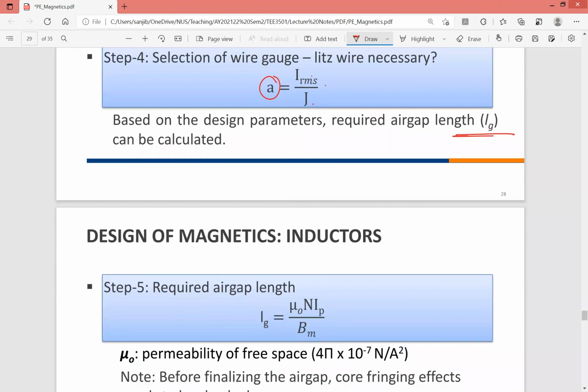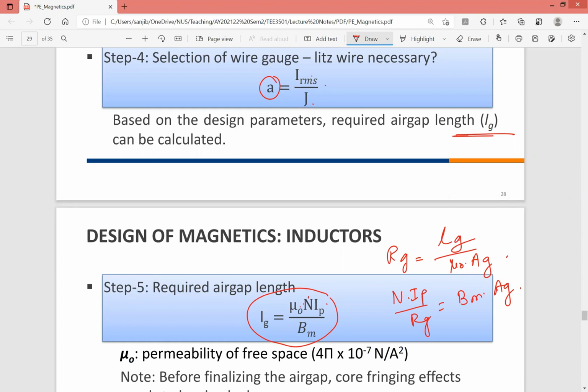How do you find the air gap? Air gap is given by mu naught times N times IP over Bm. This is when we are operating at the maximum current or peak current. You see here, the gap Lg is related to Rg, right? Rg is Lg over mu naught times Ag. So N times IP, the total ampere turns, divided by Rg is equal to the flux, which is Bm times Ag.